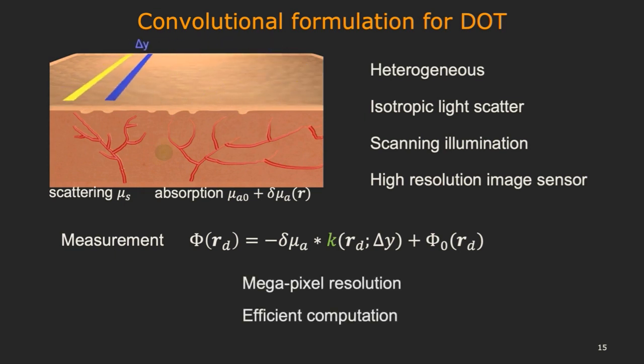As a result, by using the scanning pair of illumination and sensing line, we get a high-resolution DOT system that captures megapixel resolution data. This is essentially equivalent to the traditional DOT setup with millions of overlapping source detector pairs. On the basis of this imaging scheme, we have an efficient convolutional model that can be easily scaled up to image resolution, since the convolution operation is heavily optimized on modern GPUs.